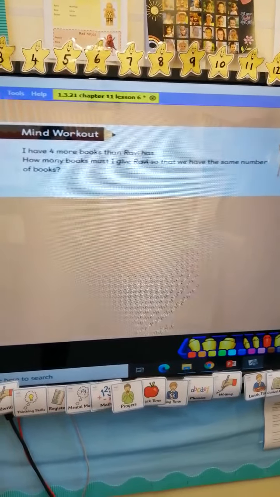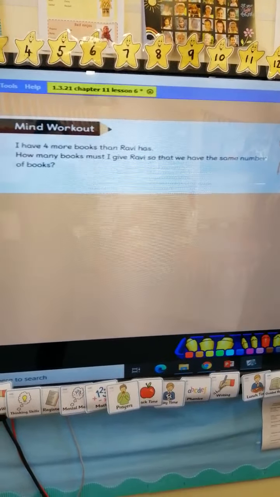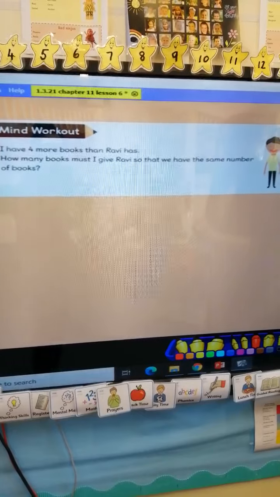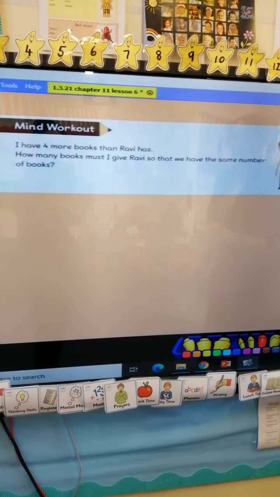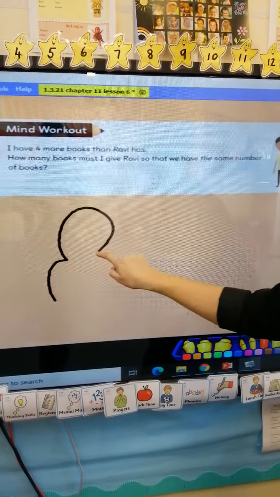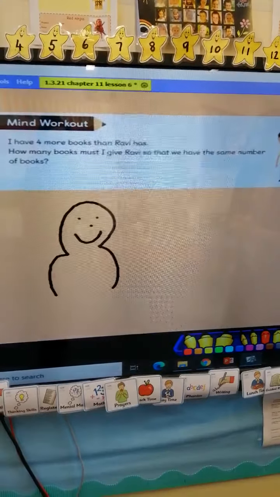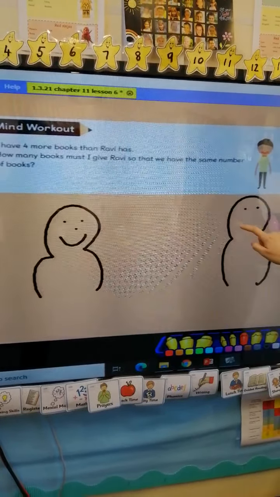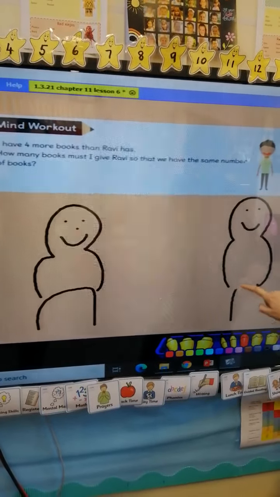Okay? Now, before you go and have a start on that, I'd like you to have a quick look at this. This is a really, really tricky mind workout. Now, he says, I have got 4 more books than Ravi. How many books must I give to Ravi so that we have the same number? So if I put that into terms of Mrs. Cutler and Mrs. Marshman, Mrs. Cutler says, here's Mrs. Cutler. Here I am. Big smiley face. I've got 4 more books than Mrs. Marshman. Here's Mrs. Marshman. I've got 4 more books. So here's my stack of books here. Here's Mrs. Marshman's stack of books here.